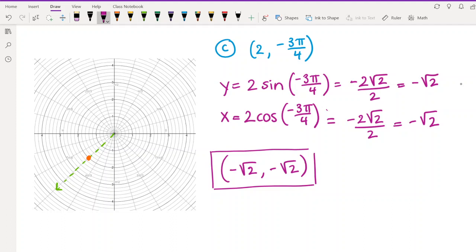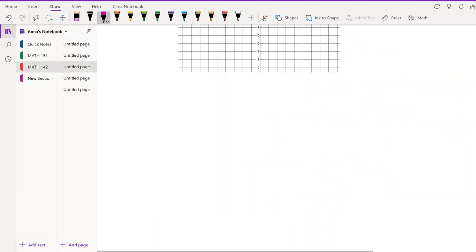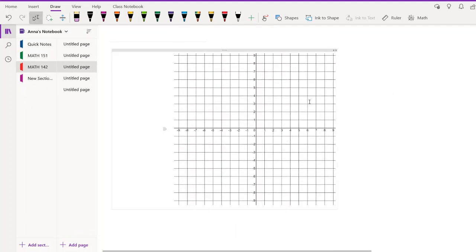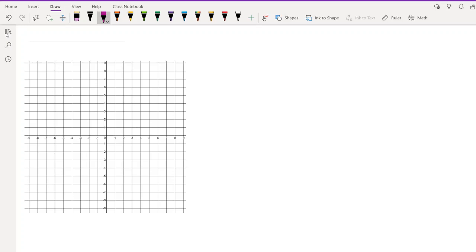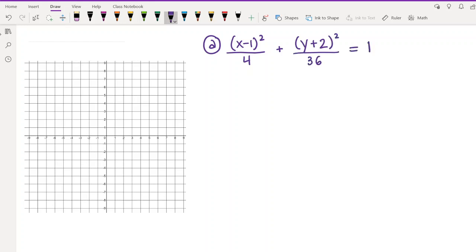All right, so next up we have some conic sections to graph. So we're going to do 3 of them. So the first one I want to look at is A. So problem A asks us to graph, maybe I'll use a different color here. A is x minus 1 squared over 4 plus y plus 2 squared over 36 is equal to 1.